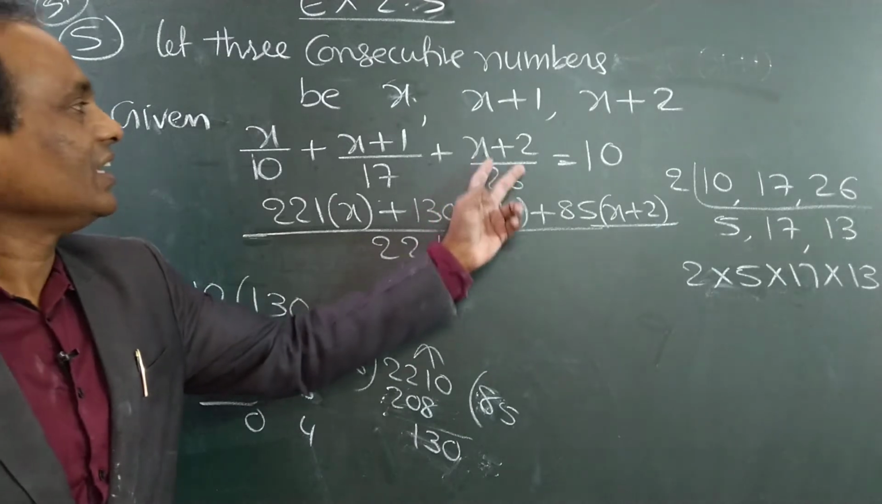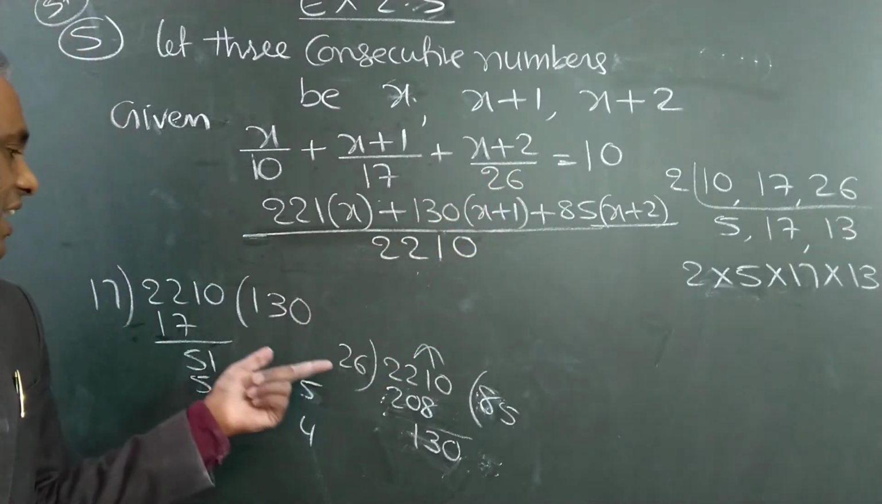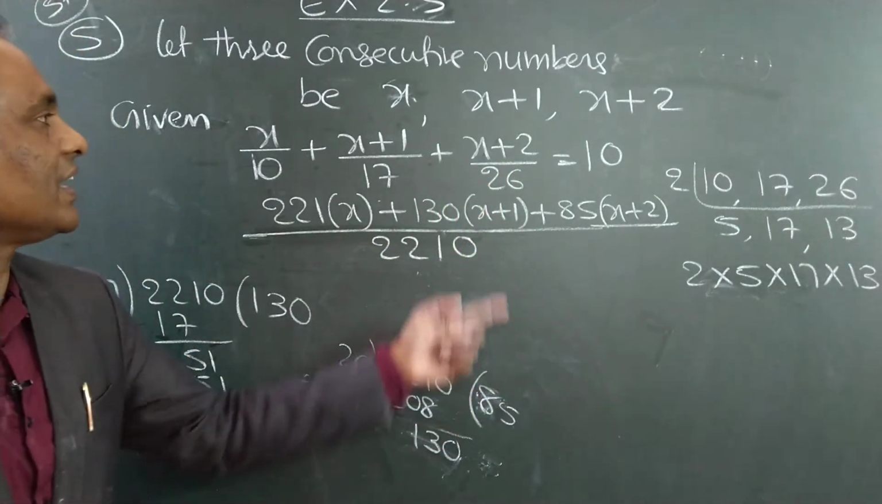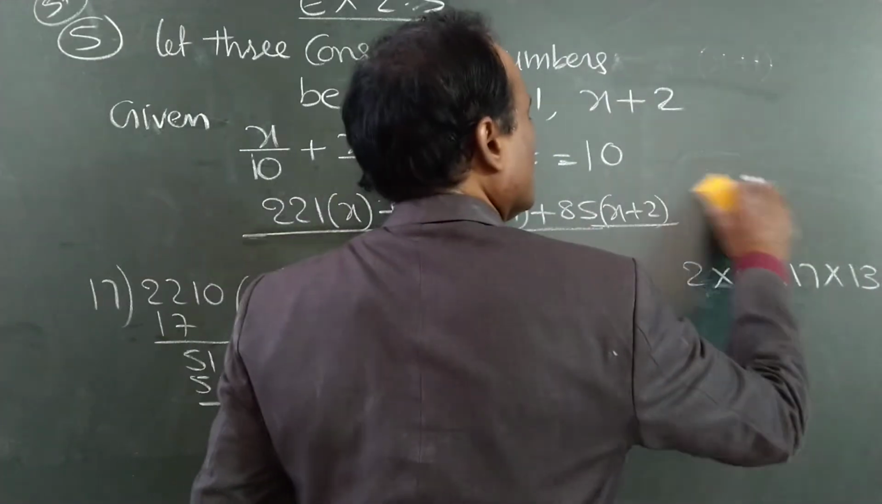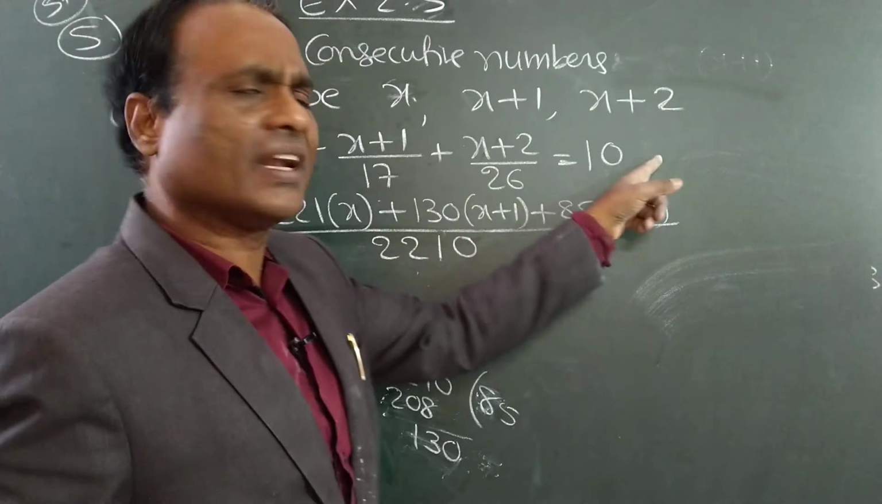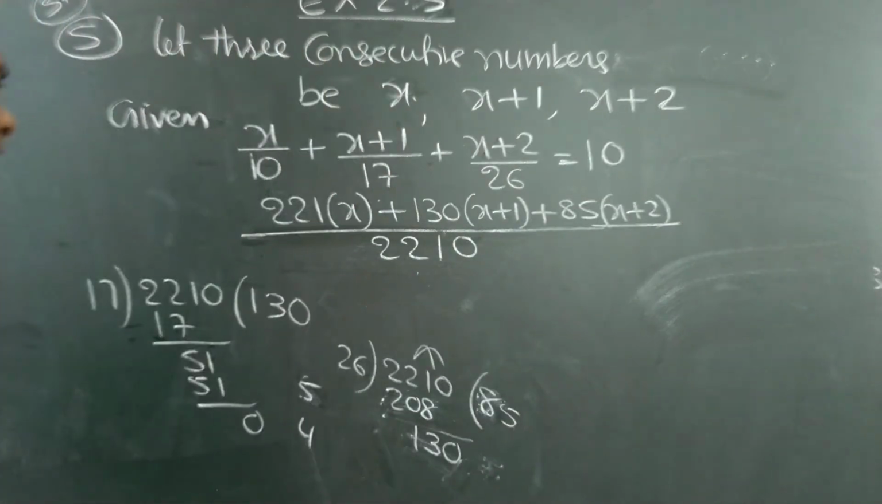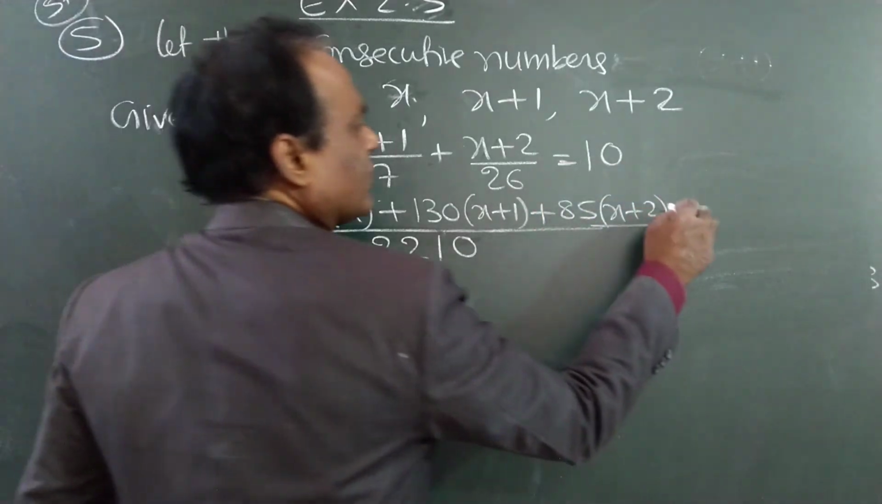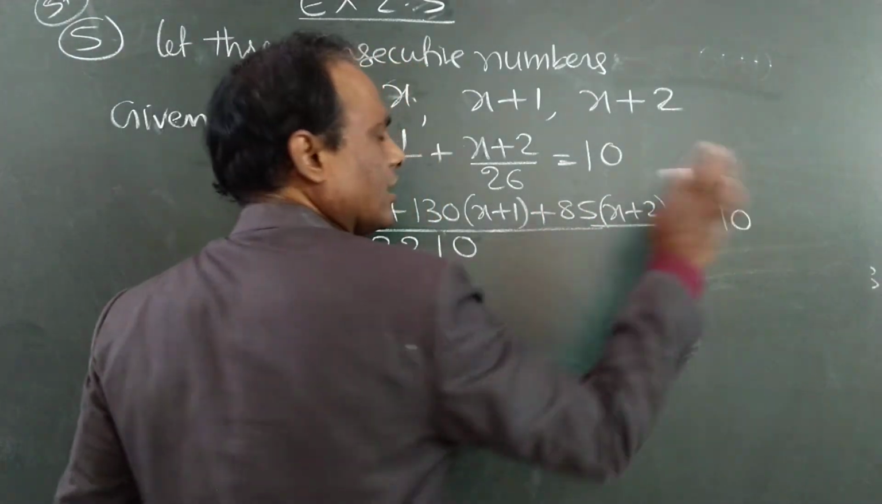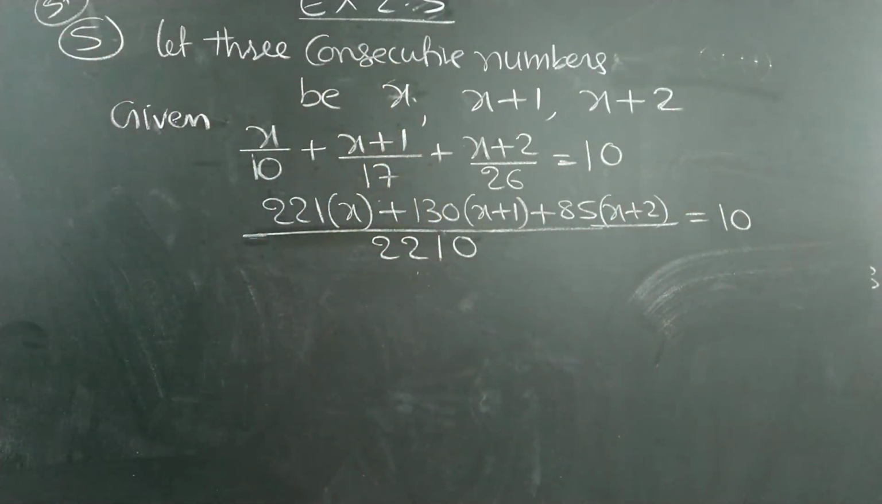And 26, how many times? 26 is 85 times, 85 into x plus 2. That's all. Or you can take one term to the right side and do that simplification also. Anyway, one big step we got, and after that we will get simplification. Right side is 10 only. Do it.